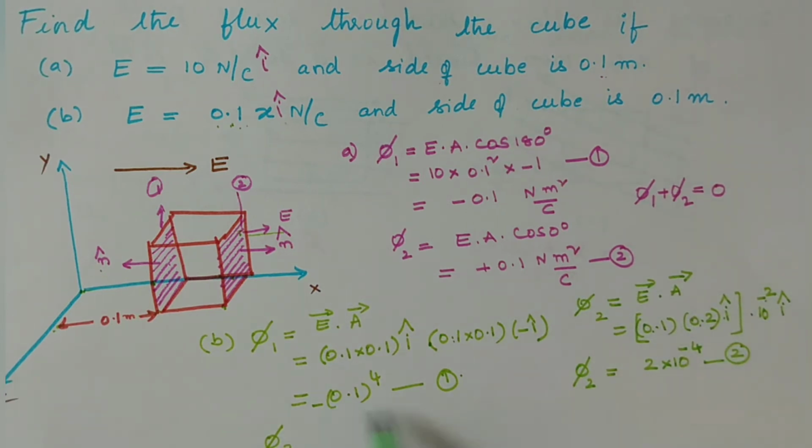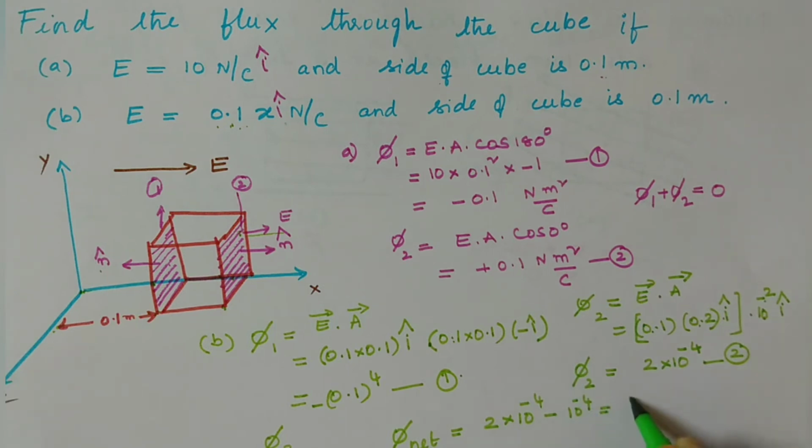So one flux is negative, another flux is positive. So the net flux will be the sum of these two values. So 2 into 10 power minus 4 minus 10 to the power minus 4. So your answer would be 1 into 10 to the power minus 4 Newton meter square per coulomb.